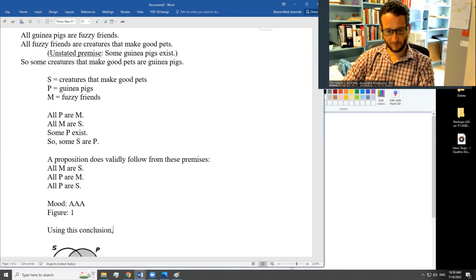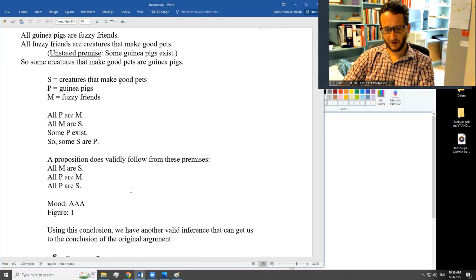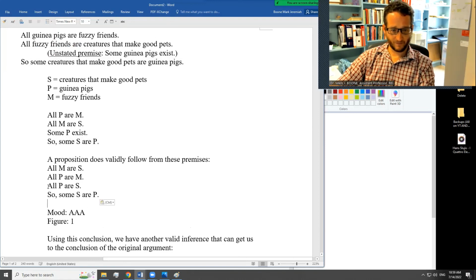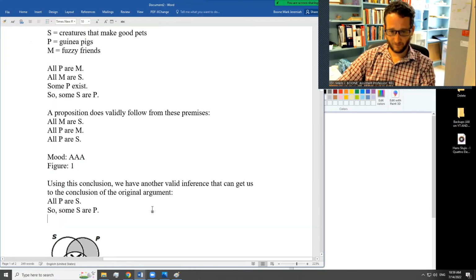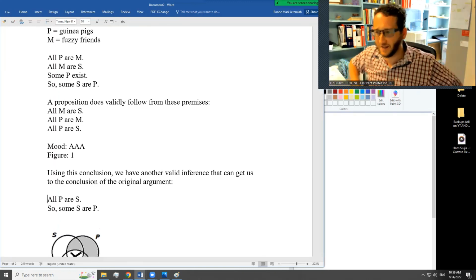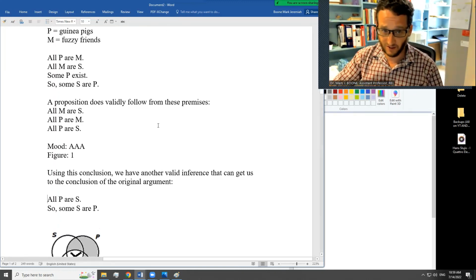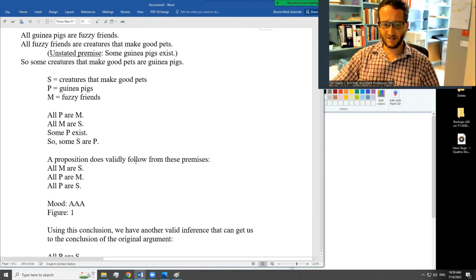Using this conclusion, we have another valid inference that can get us to the conclusion of the original argument. And that's that. So that again is the mood figure method applied as much as you can to this argument treated as an enthymeme. And I suppose we're done.